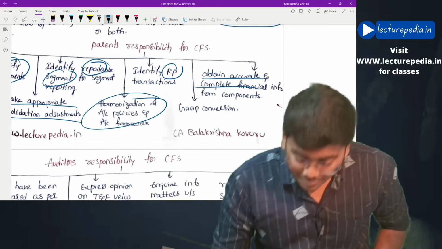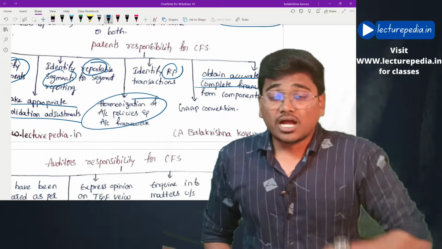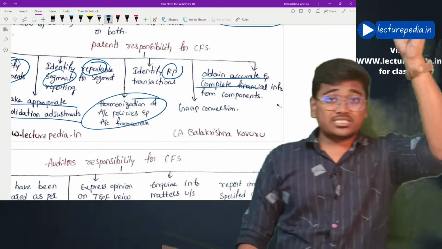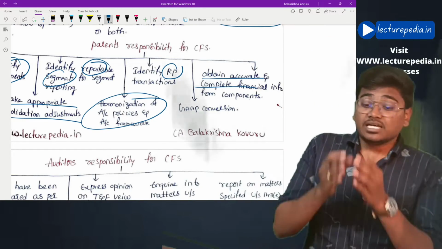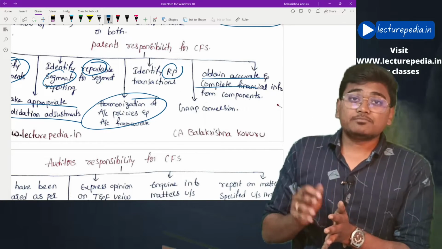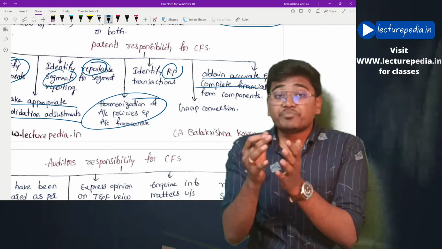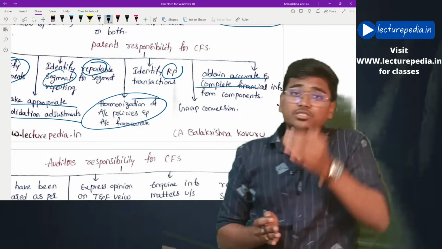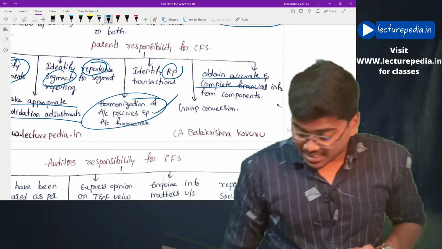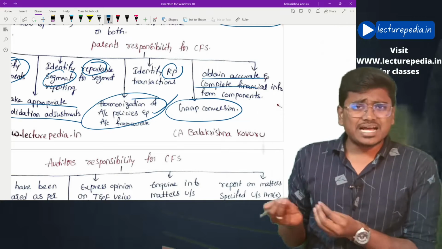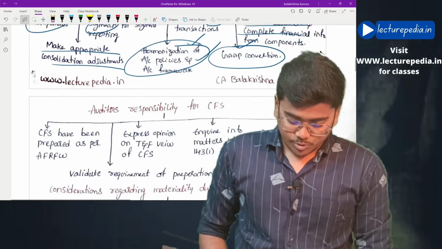Next, it should harmonize accounting policies and accounting framework. Generally, in foreign subsidiaries, the accounting policies and accounting framework followed by a foreign subsidiary will be different from the accounting framework followed by the Indian parent entity. In those cases, the Indian parent entity has to harmonize the accounting framework followed by the foreign subsidiary as per the Indian framework. It has to bring its financial statements to the Indian framework. Okay, that is another responsibility on the parent entity. Next, GAAP conversion, generally accepted accounting principles. The same example you can take here also. Those are the responsibilities of the parent entity.